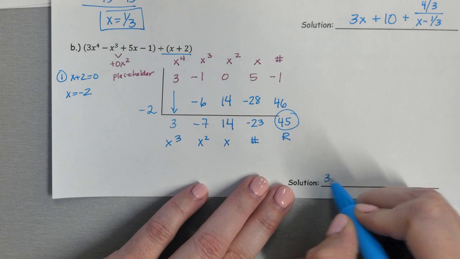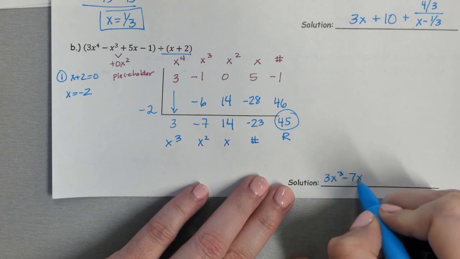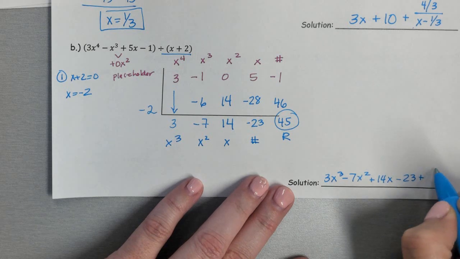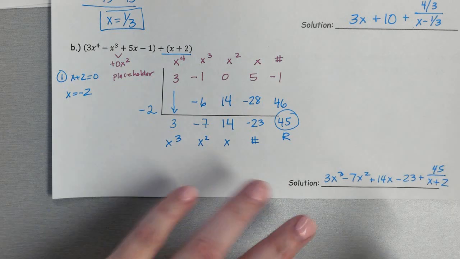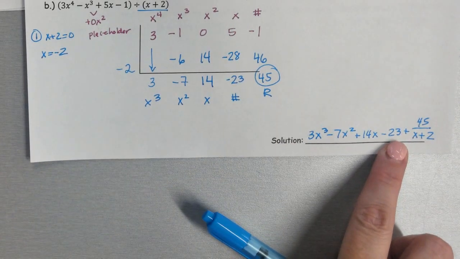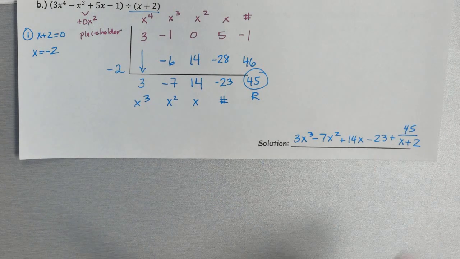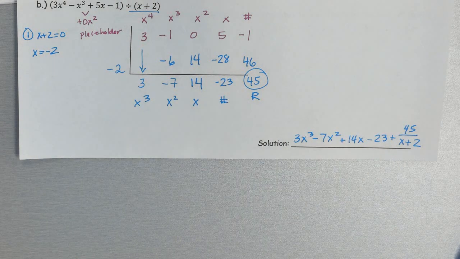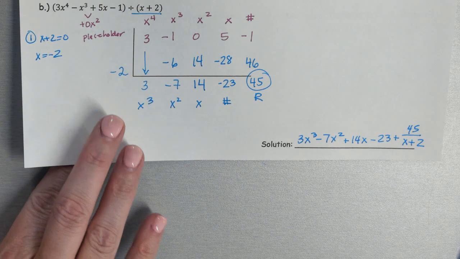Okay, so then my final answer is 3x cubed minus 7x squared plus 14x minus 23, and then the 45 goes over x plus 2. Now, in between the remainder and the constant, don't forget that you have to have your plus there. So that does need to be plus. Okay, do you guys remember when it's going to be minus from last week? If the remainder is negative, yes, then you can use the minus. Okay? All right, and then go ahead and do part C.